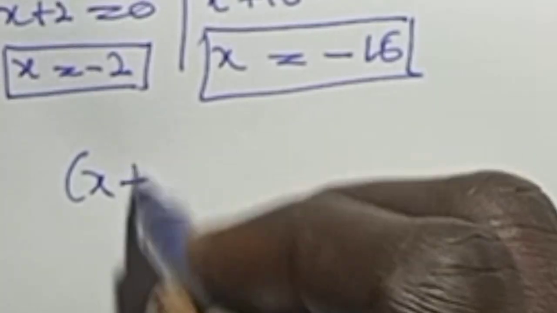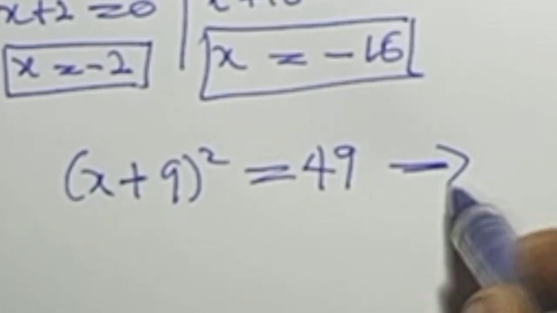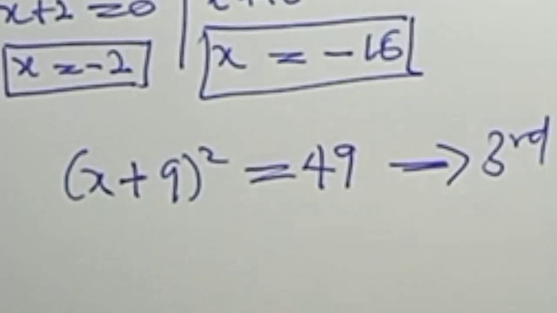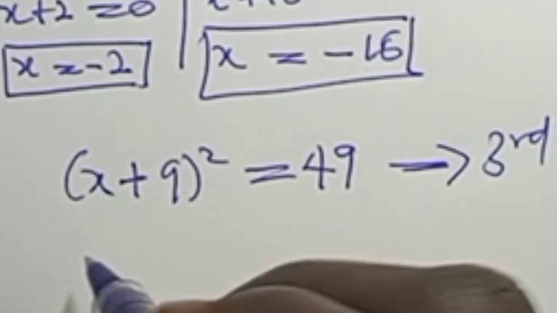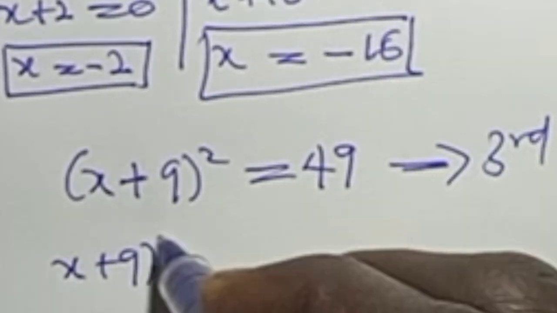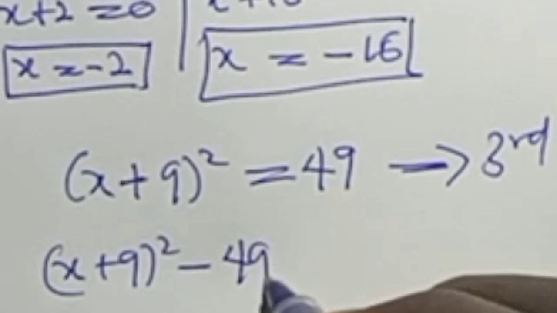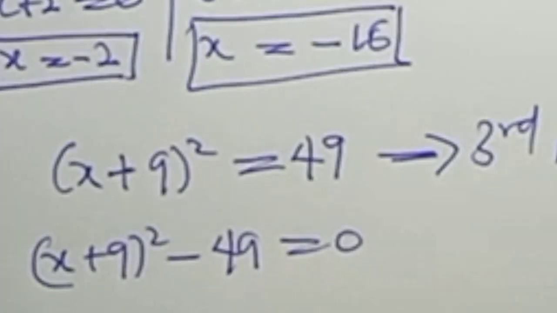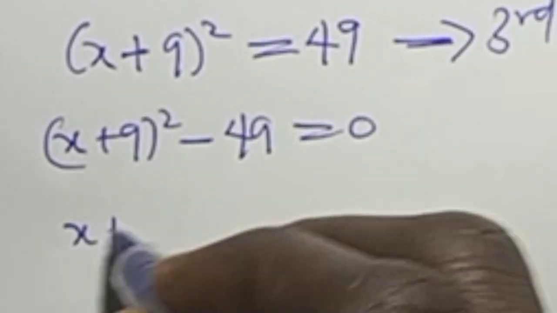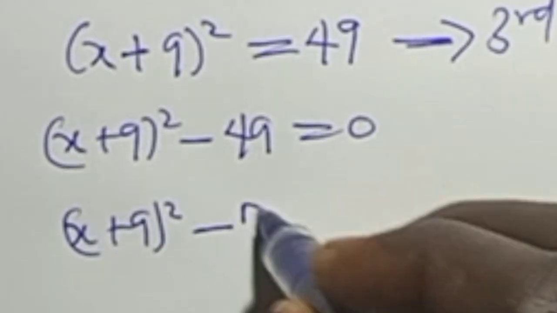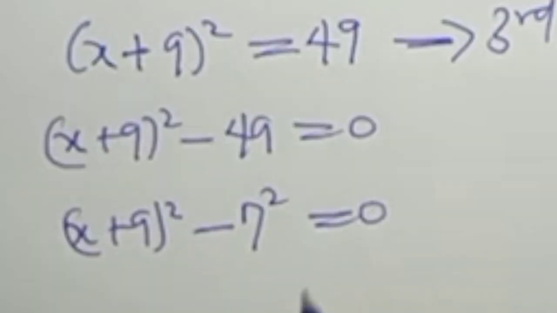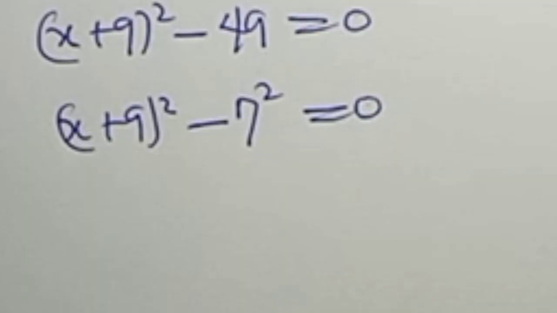So for the third method, S plus 9 to the power of 2 is equal to 49. And this is the third method and the most exciting. So here we're going to employ the concept of difference of two squares. If we rearrange our equation as S plus 9 to the power of 2 minus 49 equals 0, it will be fine. So here, X plus 9 to the power of 2 minus 7 to the power of 2 is equal to 0. So 7 to the power of 2 is 49.